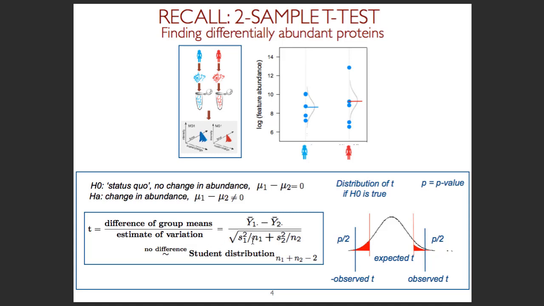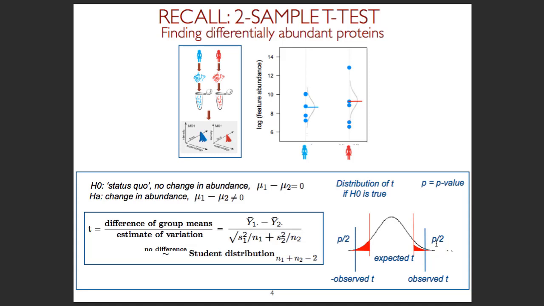The Student distribution has a parameter called degrees of freedom, so this distribution is characterized by this particular parameter. This is the number of data points in the first group plus the number of data points in the second group minus 2. The 2 stands for the fact that we calculated two means to create the signal. So essentially we calculated 2 numbers from this data. One number is the mean in the first group, and the second number is the mean in the second group. And if this parameter increases, so if the sample size in each group increases, this distribution becomes more and more similar to the normal distribution.